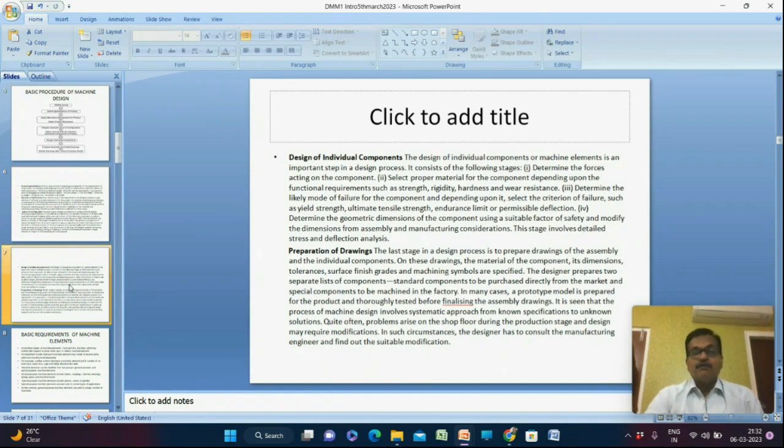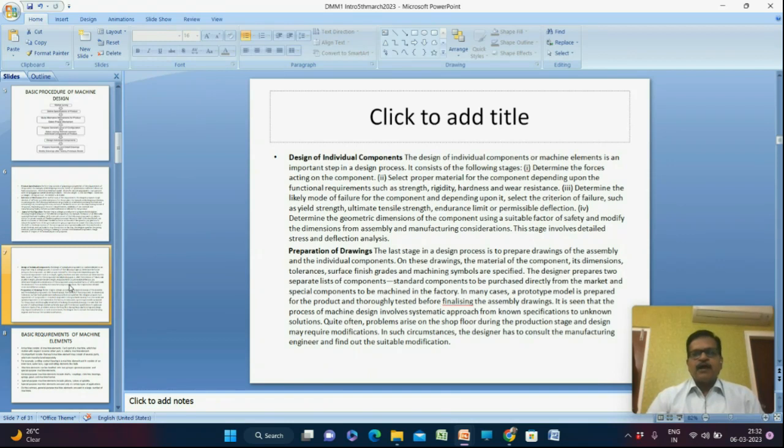It consists of different forces acting on the component, selection of proper material for the component based on requirements such as strength, rigidity, hardness, wear resistance, and so on. Determination of the failure mode. So the component, depending upon the load applied, may be subjected to some kind of failure. Depending upon the mode of failure, we are going to select the criteria of failure.